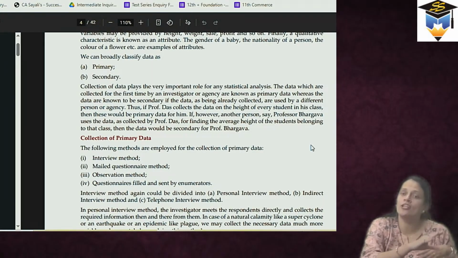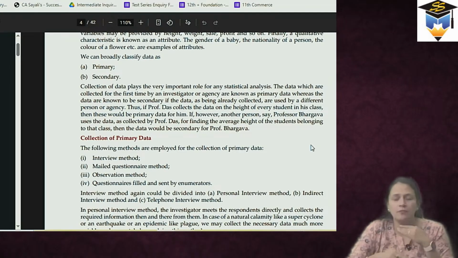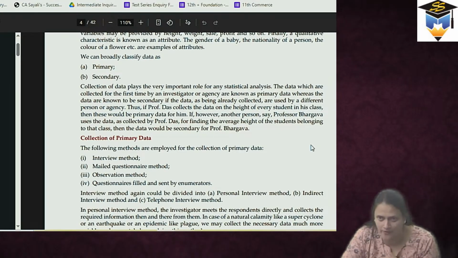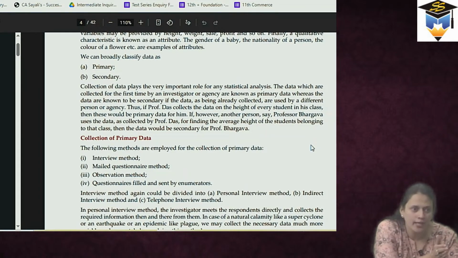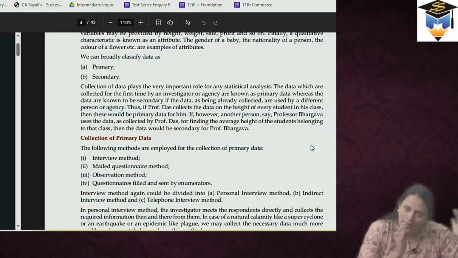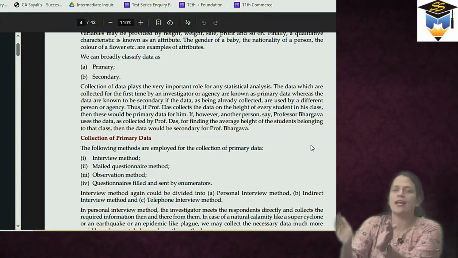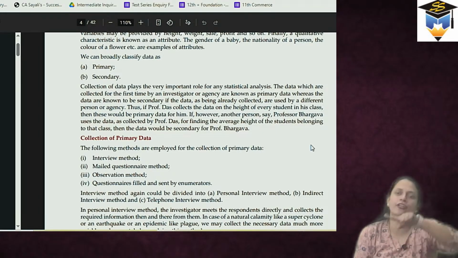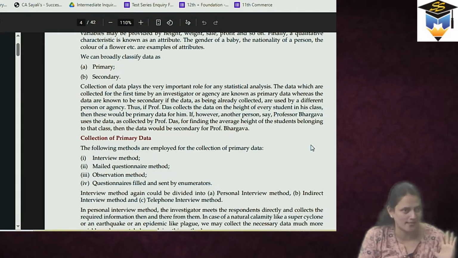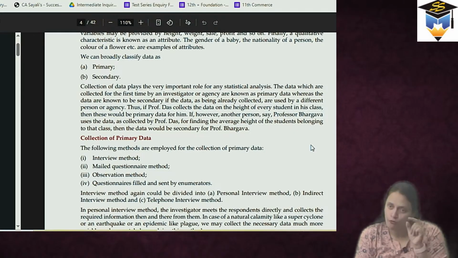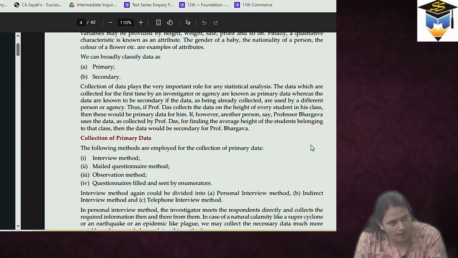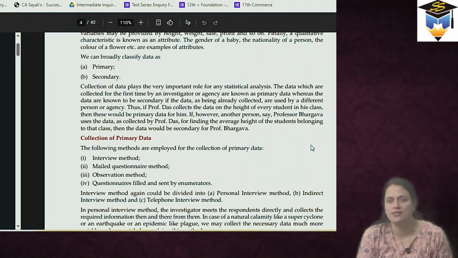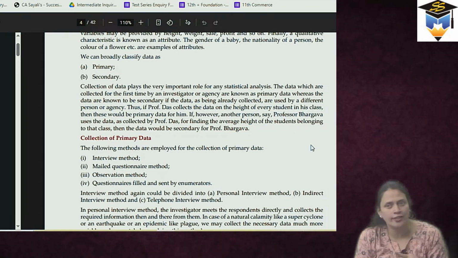Now, based upon this information, if some particular analysis is to be done, then the basic primary data has to be used. Based upon primary data only, we can get secondary data. So what is that secondary data? Average height of students in this class. Okay, so for secondary data to work, primary data is compulsory. So understood the difference between primary data and secondary data?